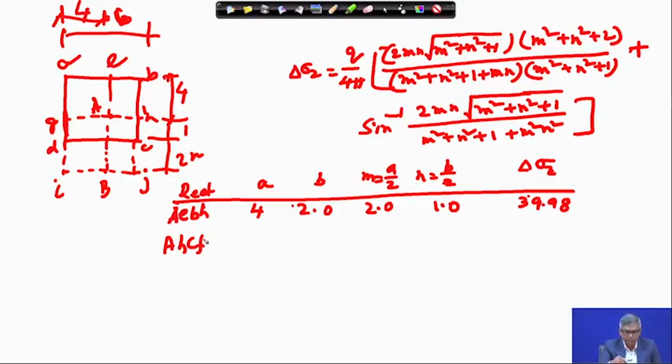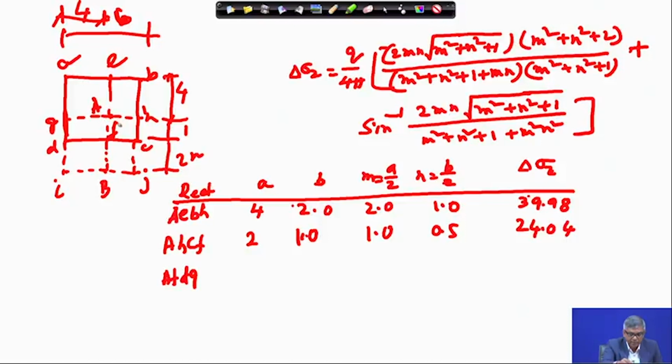Similarly, next AHCF, there is a point F here, AHCF, then here also A is 2 and B is 1, and corresponding m is 1 and n is 0.5, and if I put in this equation, we will get the value 24.04.